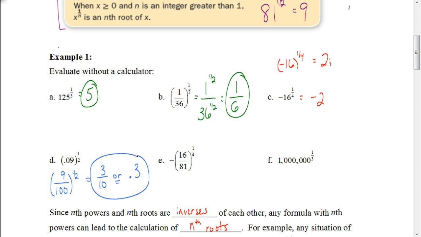I want you guys to give letters E and F a try. Letter F is kind of tricky, but I want you to see if you can figure it out. Why don't you see if you can work on both of these? Pause the video and hit play when you're ready to check to see if you have the correct answers.